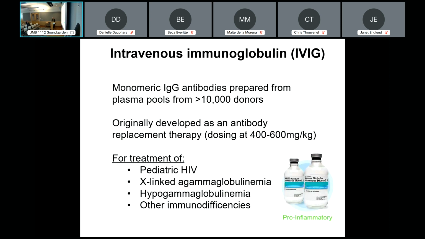So I talked to a couple of people about intravenous immunoglobulin today. So I know that there certainly are some experts in the audience. But for those of you that are not, it's a therapeutic preparation of monomeric IgG antibodies from tens of thousands of donors. It's developed as an antibody replacement therapy, and it's given in that capacity at 400 to 600 mg per kg to immunocompromised individuals.